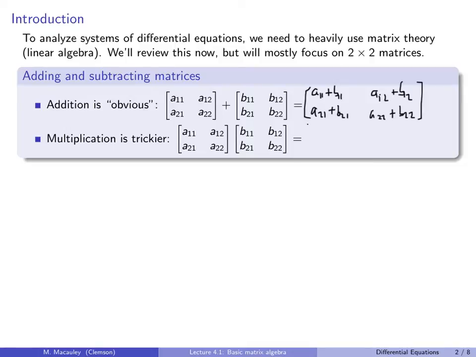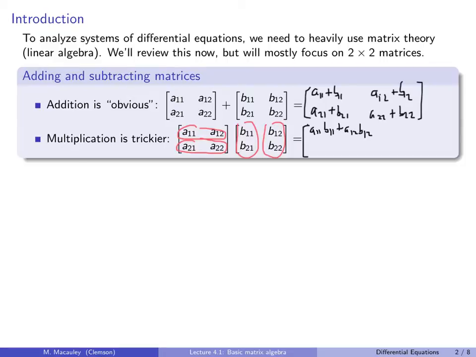Okay, so how do you do this? I think the best way to think of it is you do row by column. So this first entry up here is this row times this column. Think of it as a dot product: a row vector times a column vector. So this first entry is A11 B11 plus A12 B12.